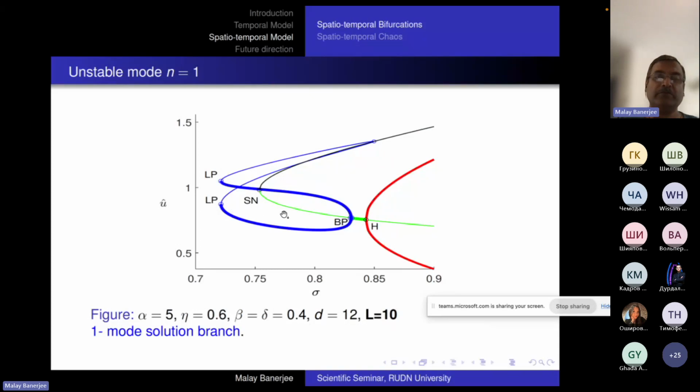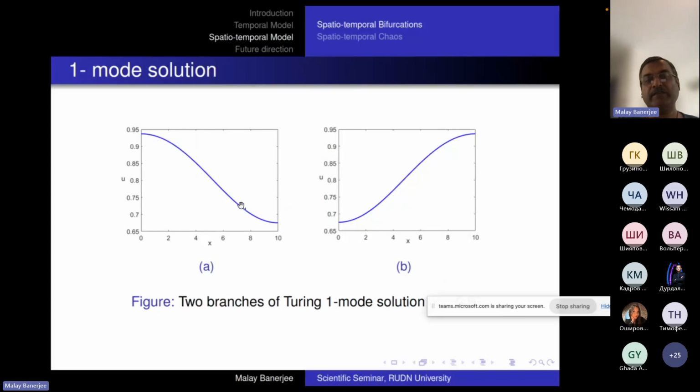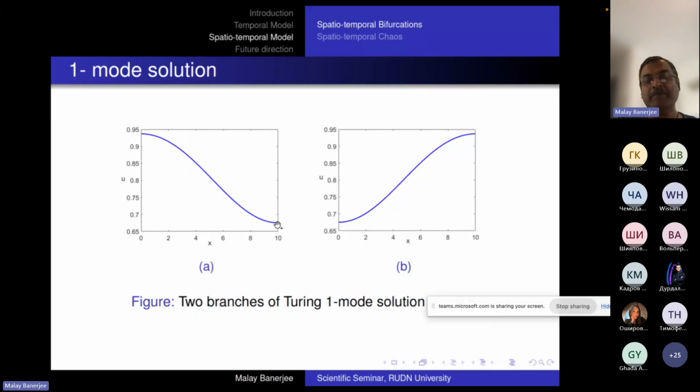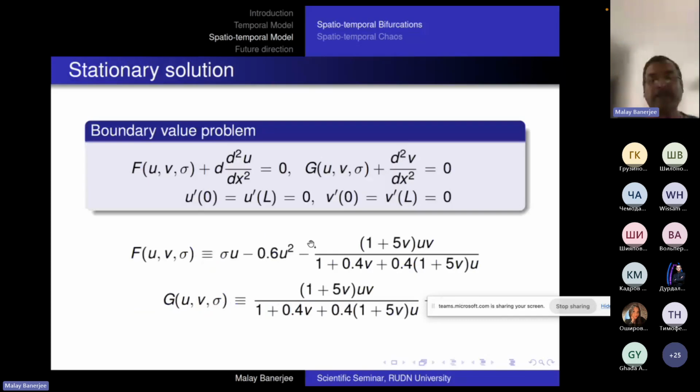outside the Turing domain. So then we can find these two types of one-mode heterogeneous stationary structures depending upon the choice of initial condition. And in the previous slide, the upper branch and lower branch correspond to the maximum and minimum of this particular stationary structure. Next, in order to justify the numerical continuation, we consider that there exists a solution u and v which is a function of space only but time independent, because that solution indicates stationary patterns.